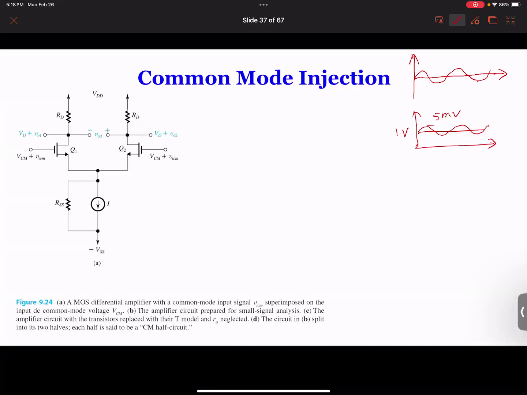So RD can go wrong. There could be a small difference. If you buy a 1% resistor, the two resistors can have a difference of 1%. That 1% will be sufficient to cause the output to be different at the two drains. And then there will be a difference at the output, VO. Okay, that's number one. What else?